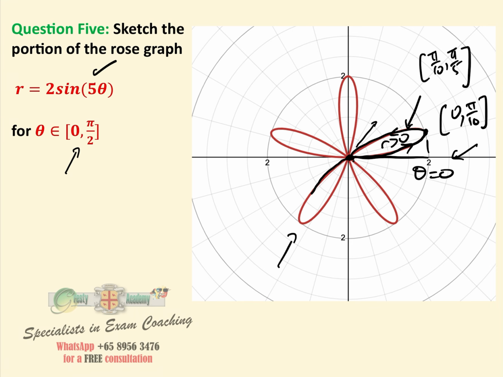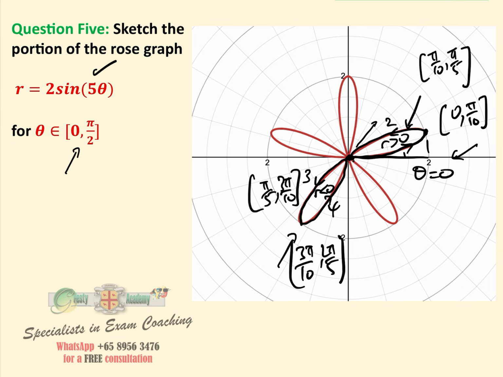So the next bit is this. That is the third bit here. So that's the 1 bit, that's the 2 bit, and this is the third bit. This one is from pi over 5 to 3 pi over 10, and out here, r is less than 0. And this next bit, 4, is 3 pi over 10 to 2 pi over 5. And we've got to be a little bit careful because we're only asked to draw until pi over 2.